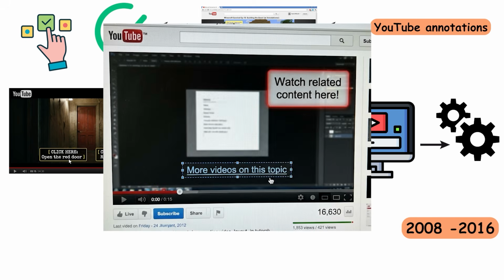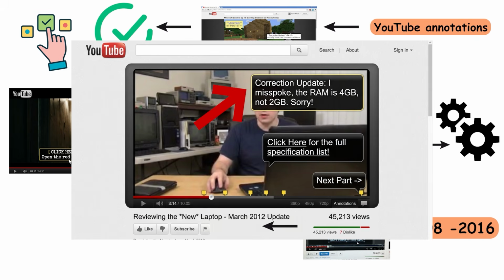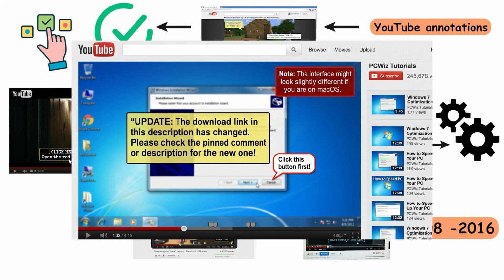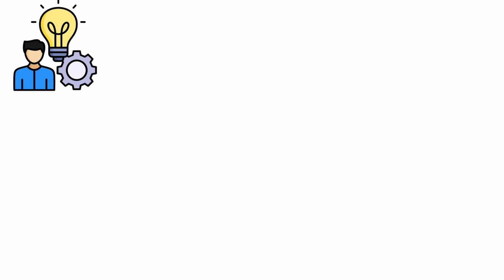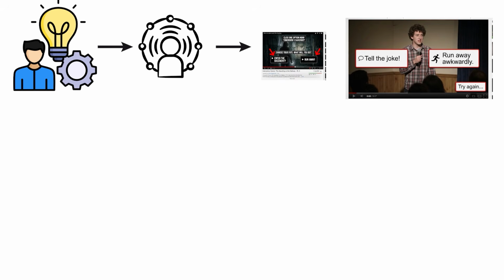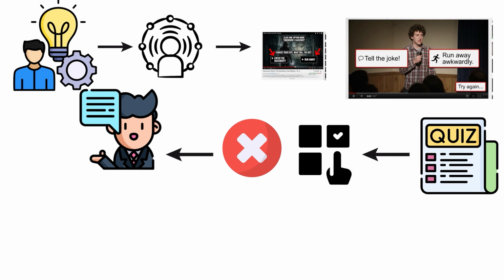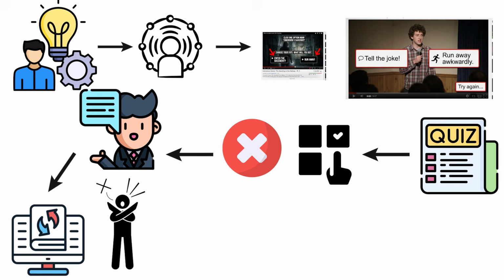They allowed creators to link to related content, correct outdated information in video, and add context to specific moments without editing and re-uploading. Some creators used annotations to build genuinely immersive experiences. Horror videos where your choices determined the ending. Comedy sketches with multiple paths. Quiz formats where selecting the wrong answer sent you to an explanation video. None of this is reproducible with any tool YouTube currently offers.